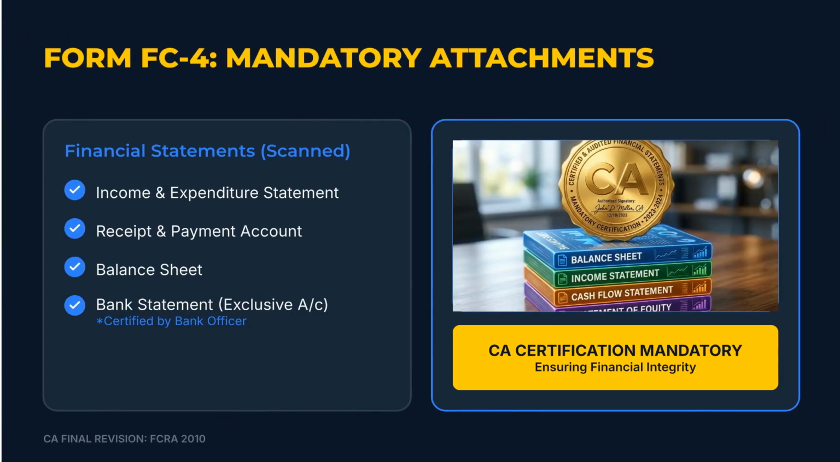Filing Form FC4 involves more than merely submitting the return. Several supporting documents must accompany it. These include scanned copies of the income and expenditure statement, receipt and payment account, and balance sheet. A certified bank statement relating to the exclusive foreign contribution account must also be attached. Additionally, the entire return must be certified by a chartered accountant. These requirements strengthen financial accountability and provide assurance regarding the correctness of disclosures made in the annual return.